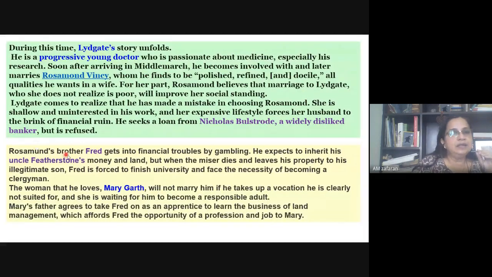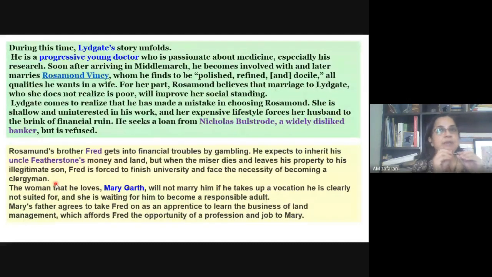Then, going on to another thread in the story, Rosamond's brother Fred gets into financial troubles by gambling. So Rosamond has a brother called Fred, and he's a good person, but he also wastes a lot of his money. He goes gambling and he loses a lot of money. He expects to inherit his uncle Featherstone's money and land. But when the miser dies and leaves his property to his illegitimate son, Fred is forced to finish university and face the necessity of becoming a clergyman.